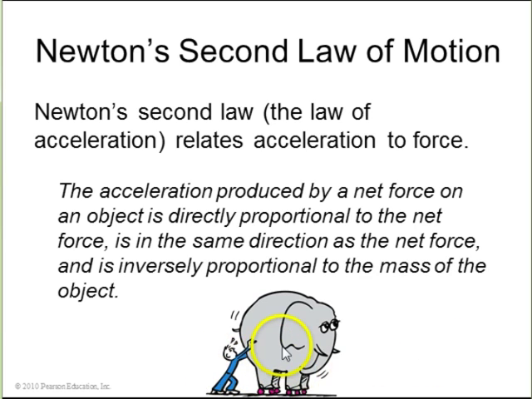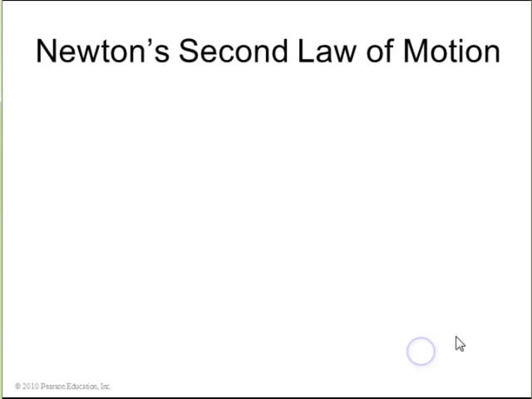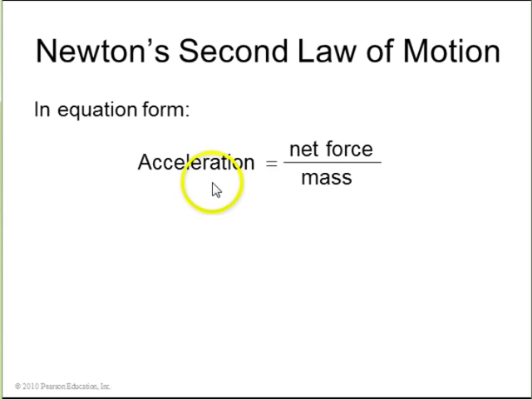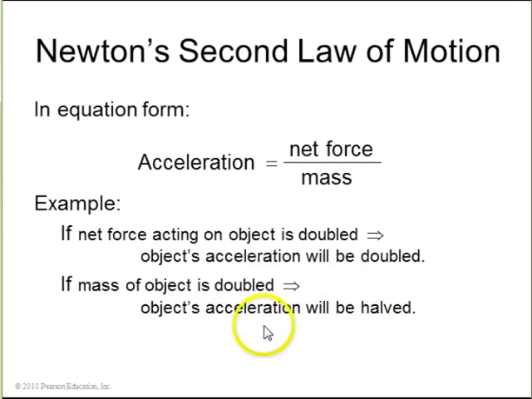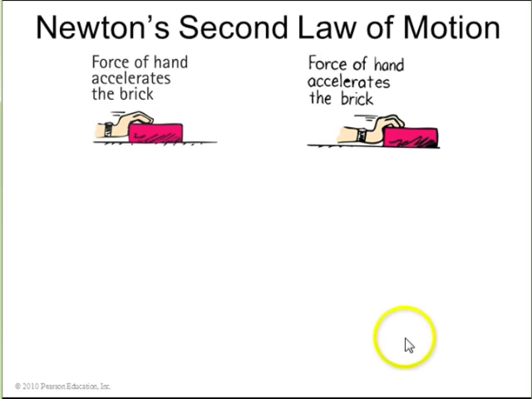So here's a guy pushing an elephant on roller skates. As he applies a greater net force, the acceleration is greater. And as you change the mass of the elephant, okay, increase the mass of the elephant, the acceleration is less. In equation form, it's a = net force over mass. Example, net force is doubled, the acceleration is doubled, the mass of an object is doubled, the acceleration is halved.